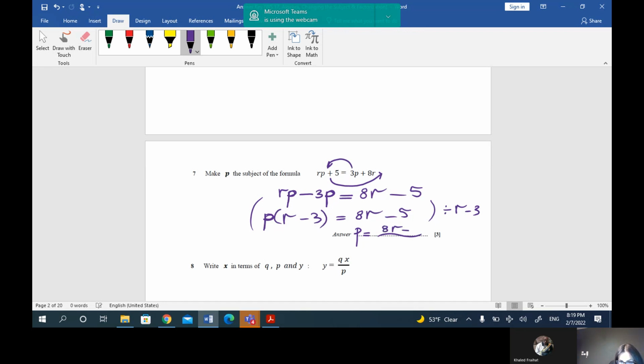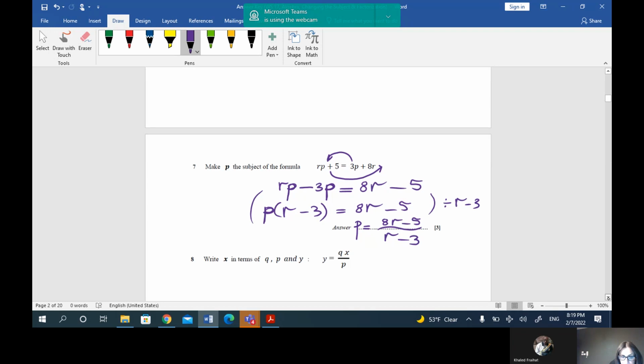8R minus 5. And we divided each side by this expression, which is R minus 3. So it will be over R minus 3, and P is our subject now.